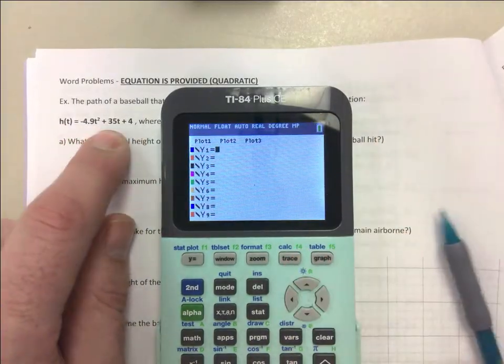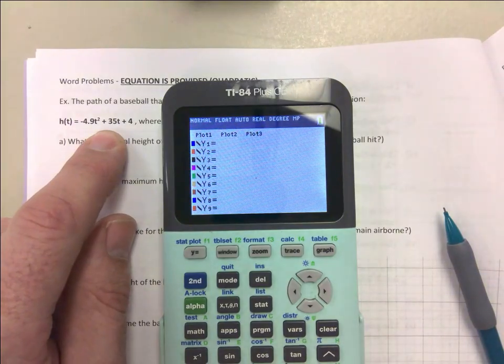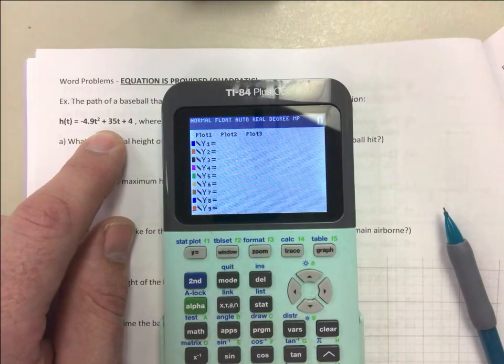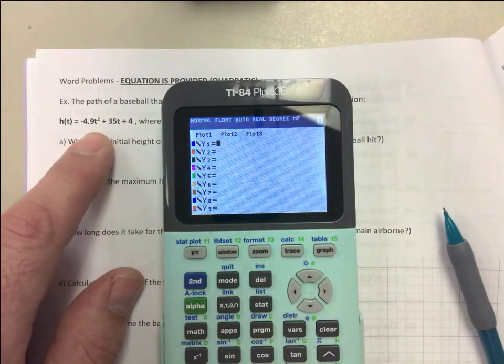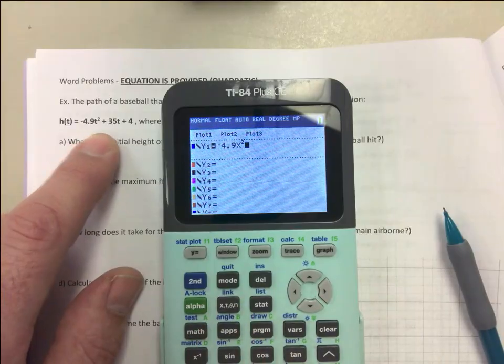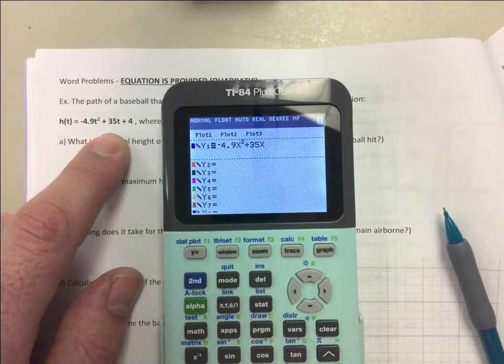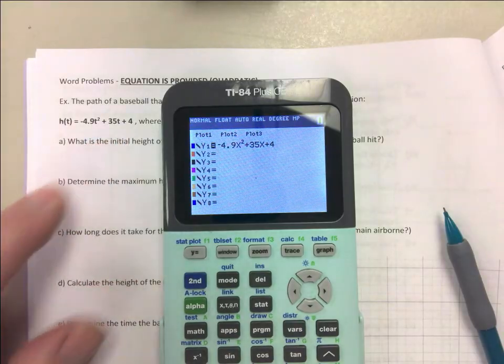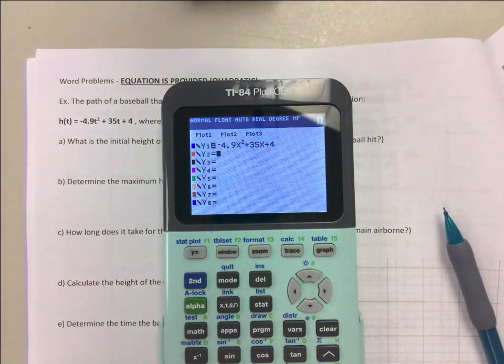Let's type this into our calculators. If you get a calculator, use it. So if the equation is given, type it in. So I'm going to go negative 4.9 x squared plus 35x plus 4. I graphed it. We're good.